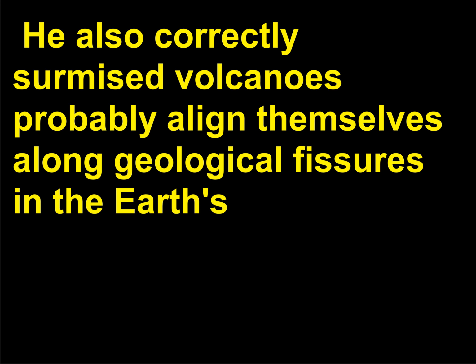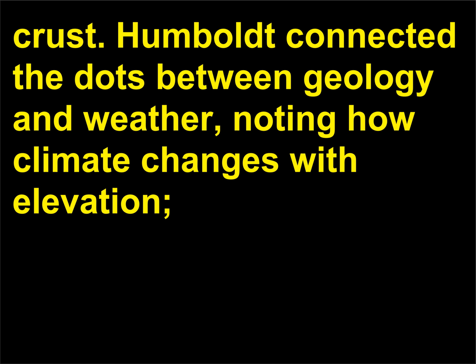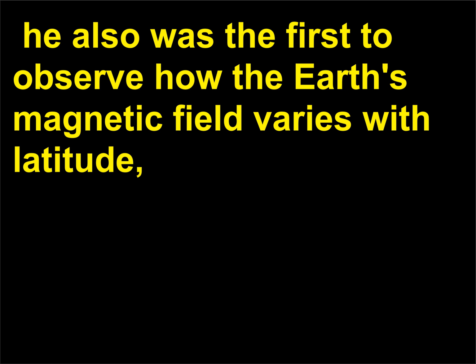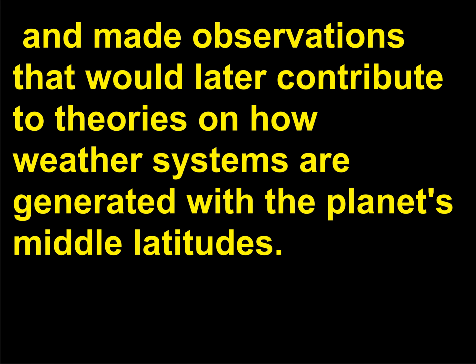He also correctly surmised volcanoes probably align themselves along geological fissures in the Earth's crust. Humboldt connected the dots between geology and weather, noting how climate changes with elevation. He also was the first to observe how the Earth's magnetic field varies with latitude, and made observations that would later contribute to theories on how weather systems are generated within the planet's middle latitudes.